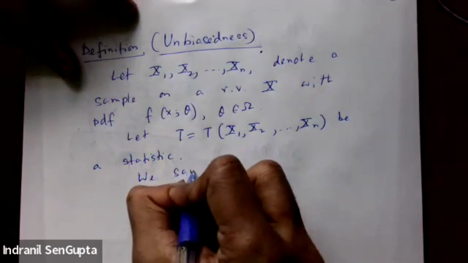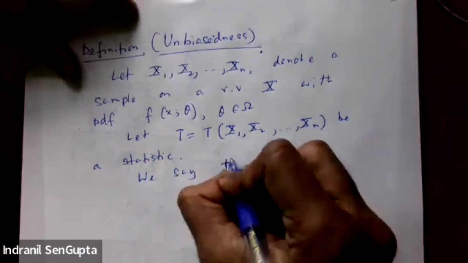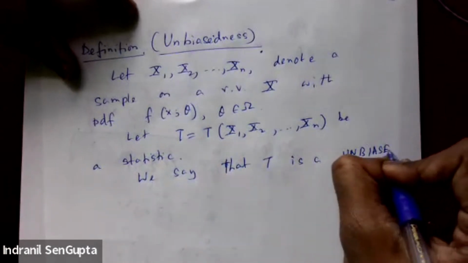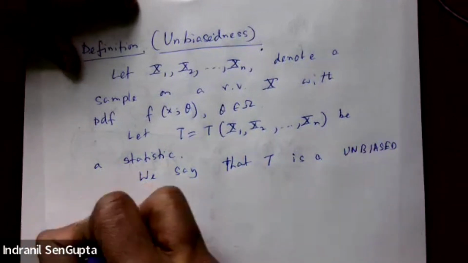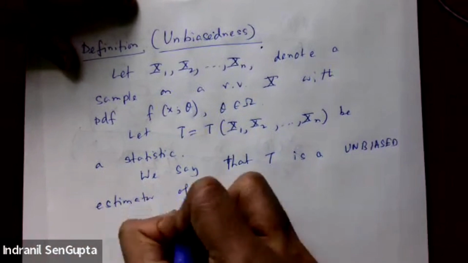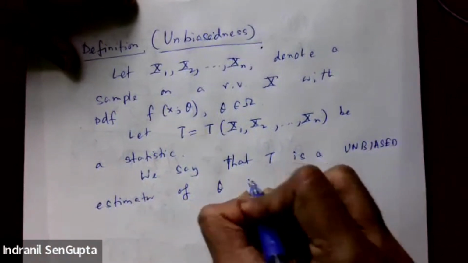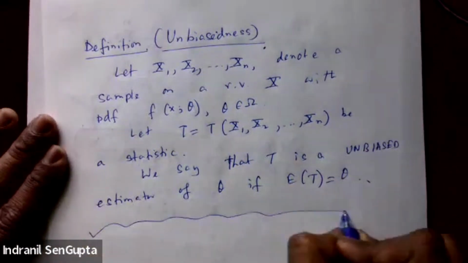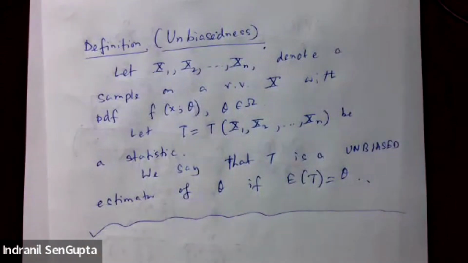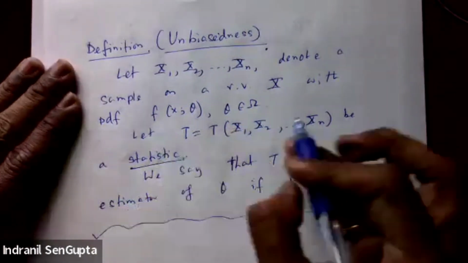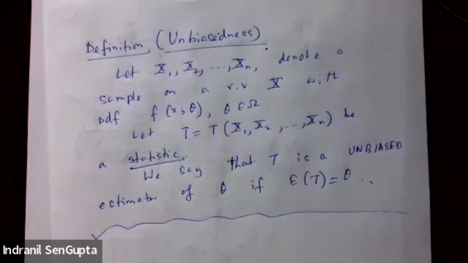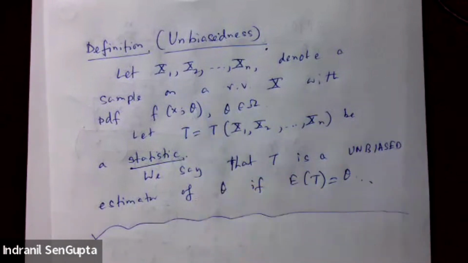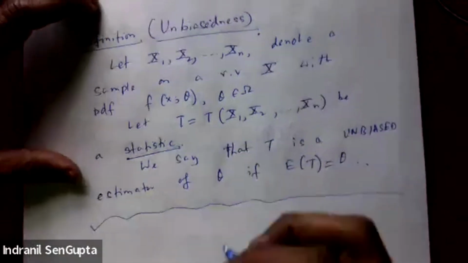We say that t is an unbiased estimator of theta, provided E of t is theta. Okay. That's the definition. So if you can construct a statistic, which is a function of all these random variables, and if E of t is theta, that's the quantity we are trying to estimate, then we say that t is an unbiased estimator of theta. Now back to the last example.